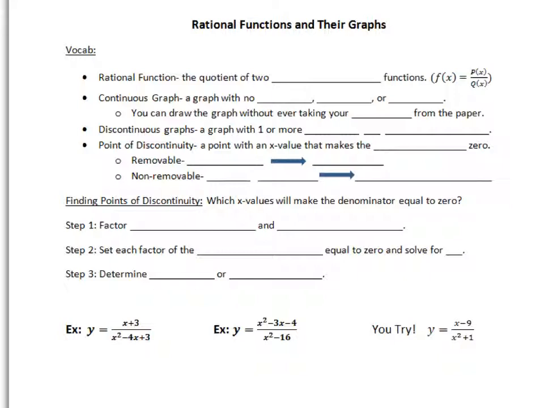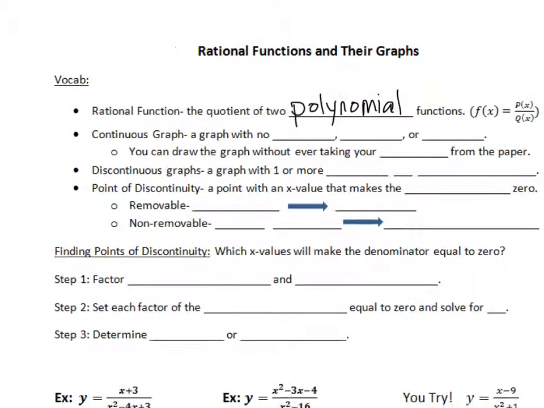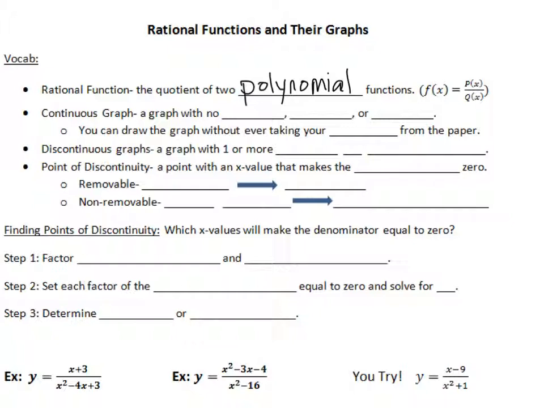Your notes should state Intro to Chapter 5. Rational Functions and Their Graphs is what we're looking at today. A rational function is going to be the quotient of 2 polynomial functions. So polynomial functions are your monomials, binomials, trinomials, and so on. So it's one divided by another.